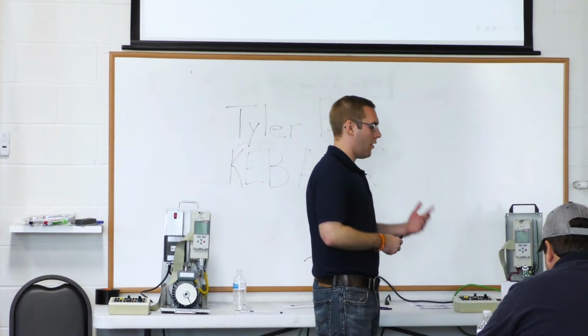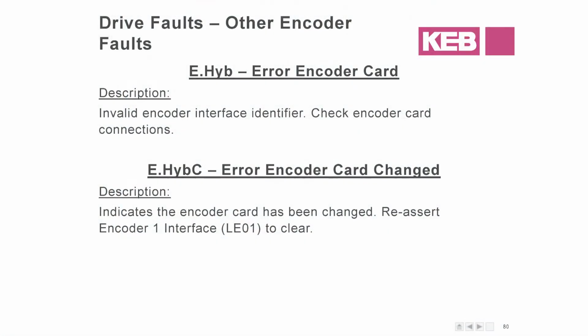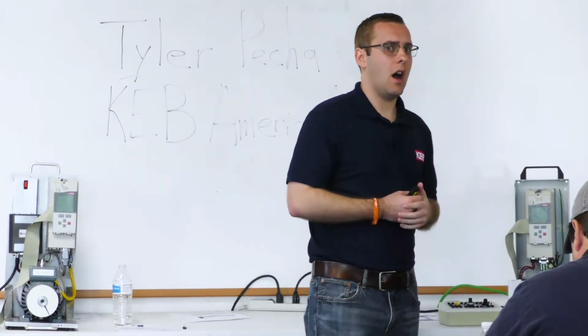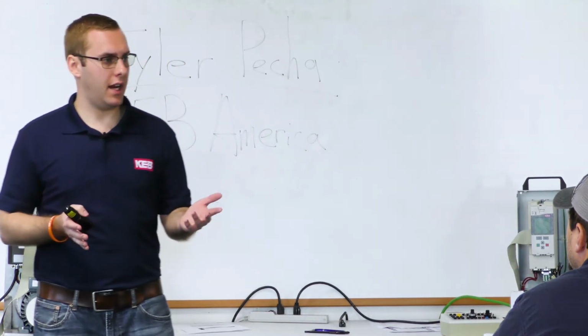All right, a couple of other encoder error codes that you might see. The first one, the E.HYB, basically just means that there's an error on the encoder interface identifier. Just look at your connections. Make sure that everything is connected properly. This one's not too common. I don't see it too often. HYBC, error encoder card changed. If you change your encoder card, you may get this error. In order to fix this, what you would do is just reassert LEO1, the encoder feedback type, and that should take care of the problem.